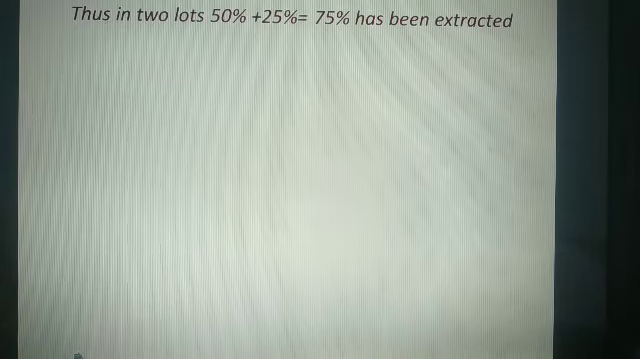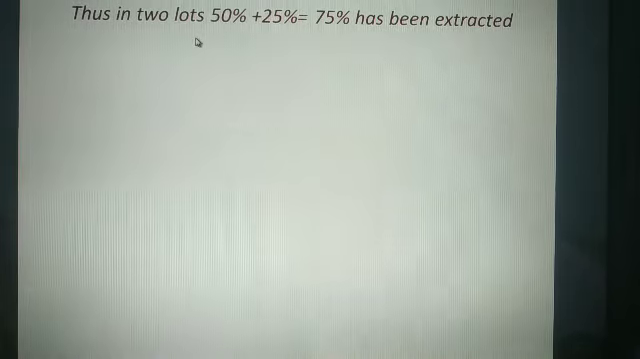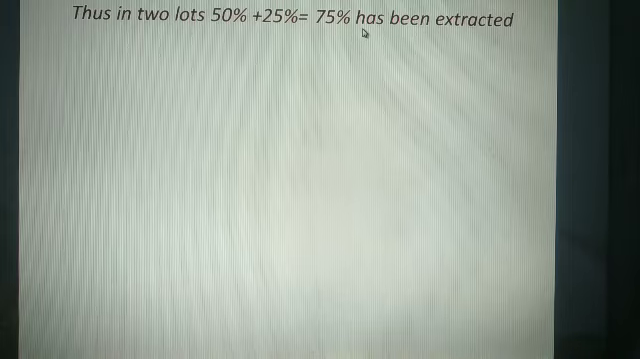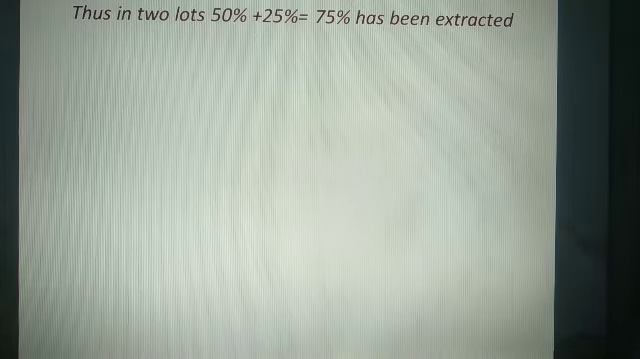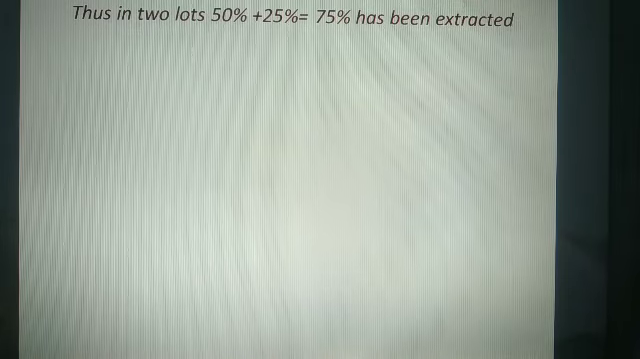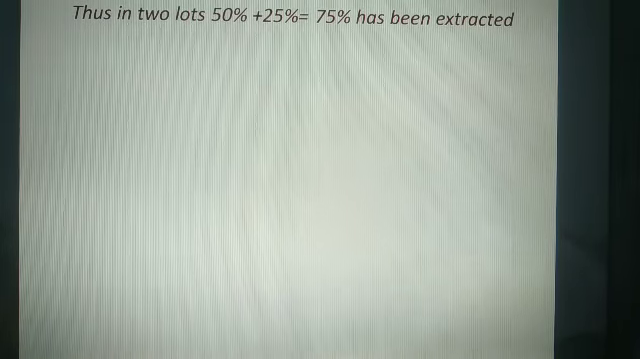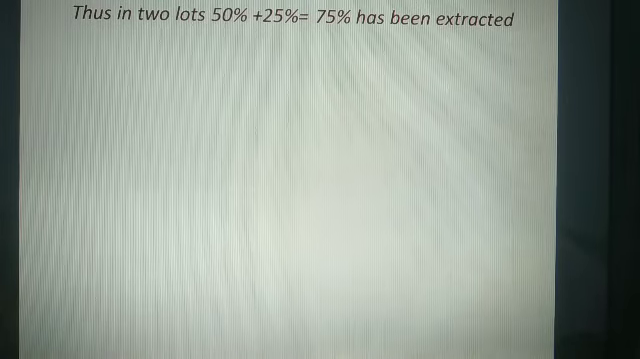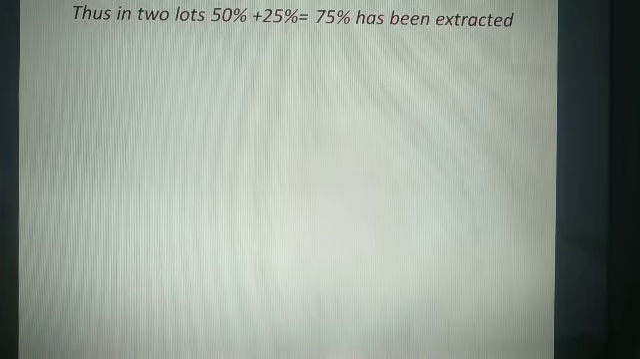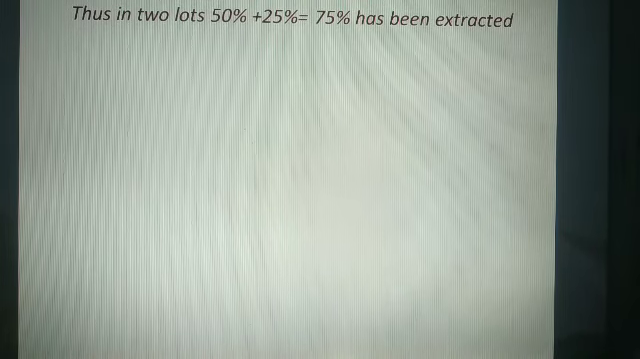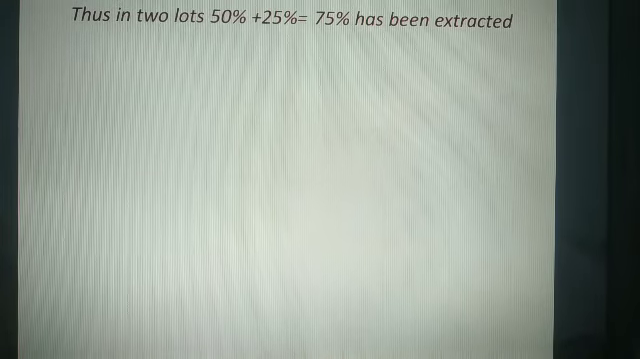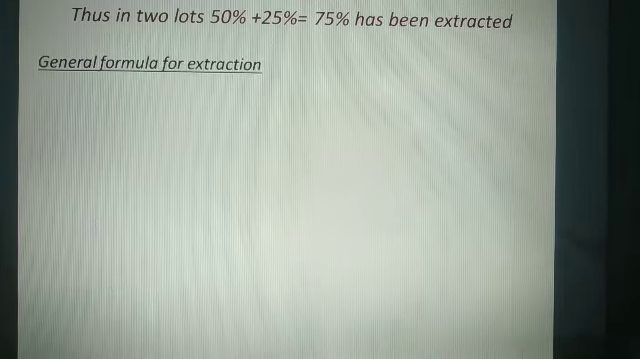So as a total we can say that in the first lot 50%, in the second lot 25%, in total it becomes 75% extraction by using ether in the 2 lots. But when you are using it in a single lot, then only 67% extraction is there. It means it is economical to use the extracting solvent in small lots instead of using it in a single lot. We can derive a general formula for this extraction process also, that is derived in a different way.